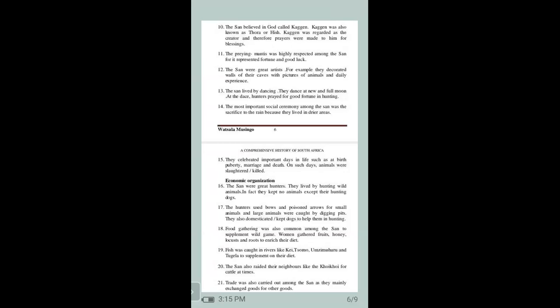The most important social ceremony among the San was the sacrifice to the rain, because they lived in drier areas.